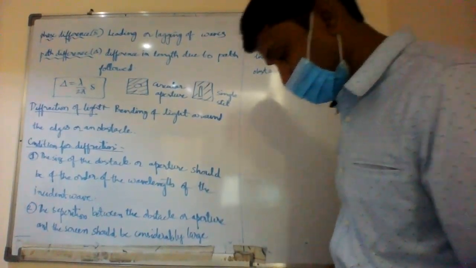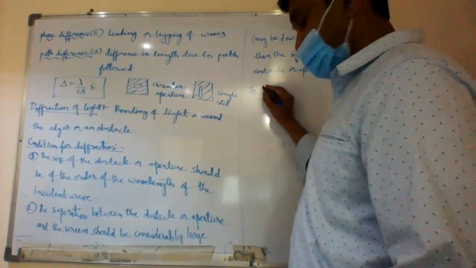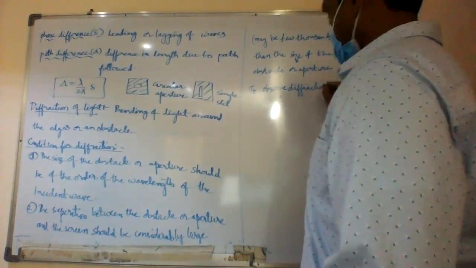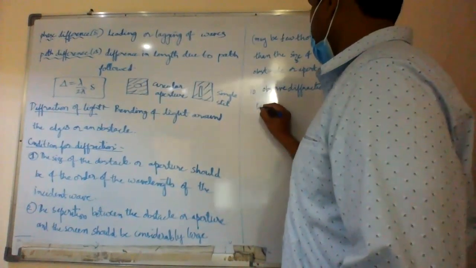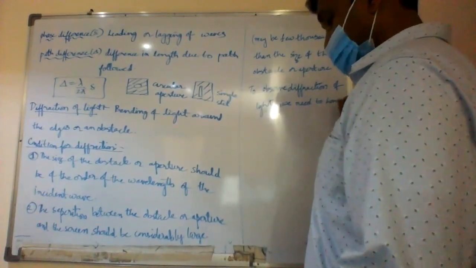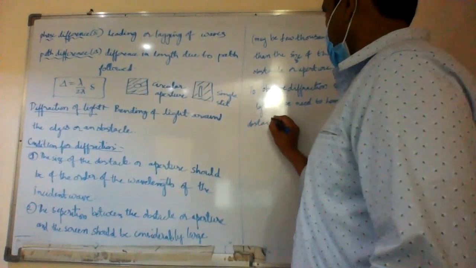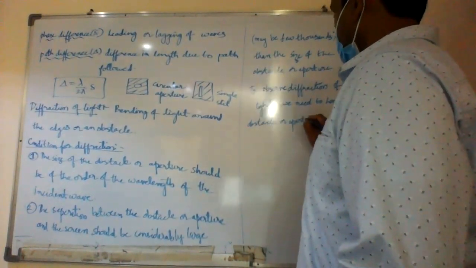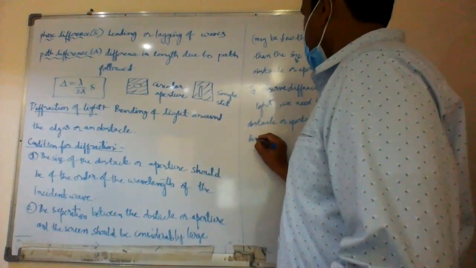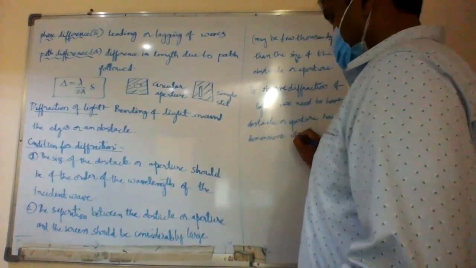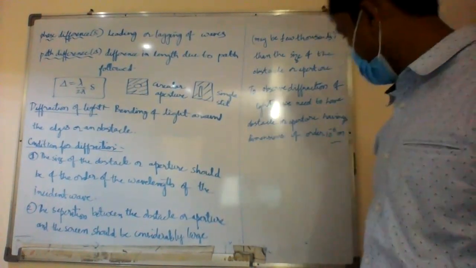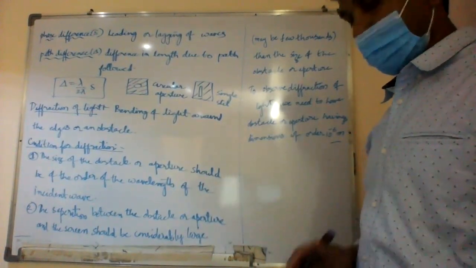The next one is to observe diffraction. To observe diffraction of light, we need to have a circular aperture having dimensions of order 10 to the power of minus 6 meters. So conditions for diffraction are very, very important.